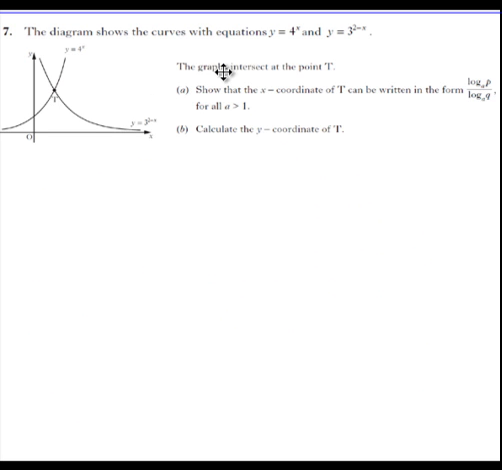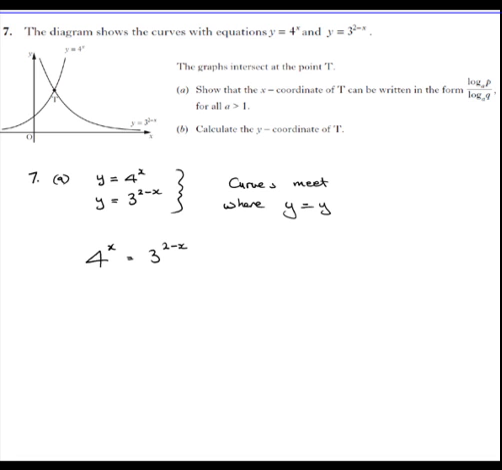So we've got two graphs here, y equals 4 to the x and y equals 3 to the 2 minus x. We're told that the graphs intersect at the point T. To find out where two graphs intersect, it's simultaneous equations. So these curves will meet where y equals y, where 4 to the x is equal to 3 to the 2 minus x.